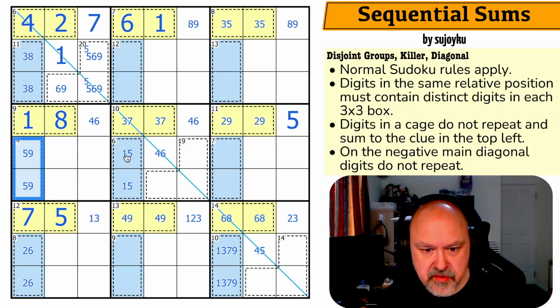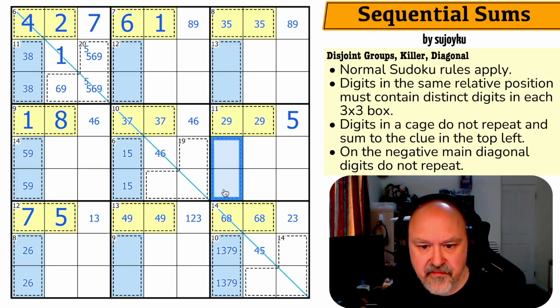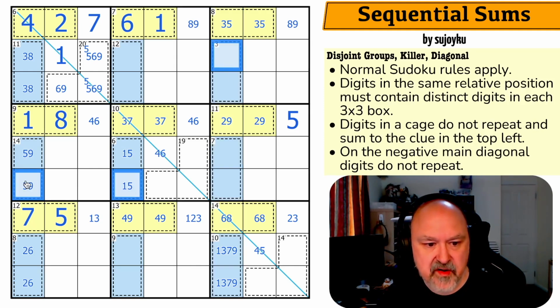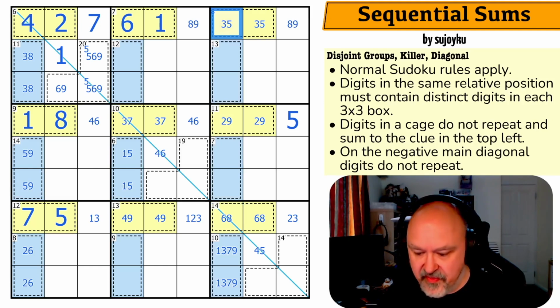Now, I've got two 5s in blue already, so I can't put another 5 in blue. Because if I put a 5 here, then this would be 5 and this would be, and I couldn't put a 5 in either of those. I cannot put another 5 in blue. None of those can be 5. Neither of those are 5. That's 5 and that's 3.